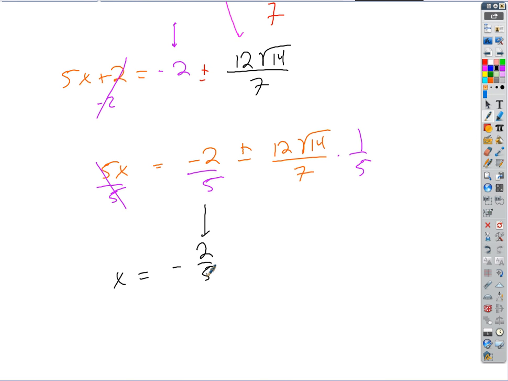What about over here? Well, when I multiply fractions, I just multiply straight across top and bottom, don't I? Right? So on the top, what am I going to get? 12 radical 14 times 1. That doesn't change anything on the top, right? So on the top, I just get 12 radical 14. What about the bottom? Yeah, 7 times 5 is 35. And so those are my two answers. I get one answer for the plus sign and one for the minus sign.